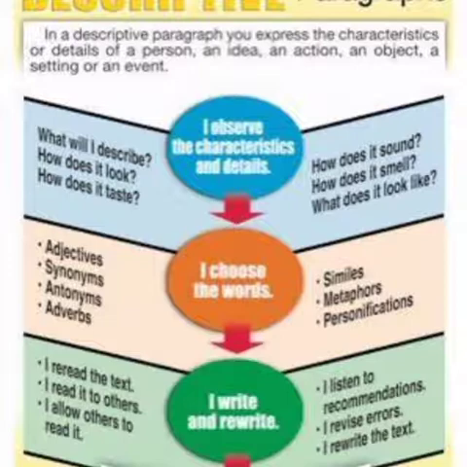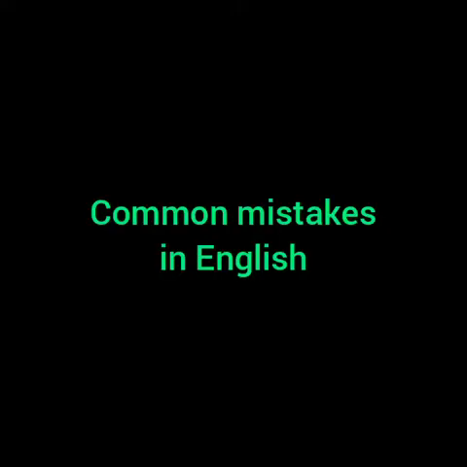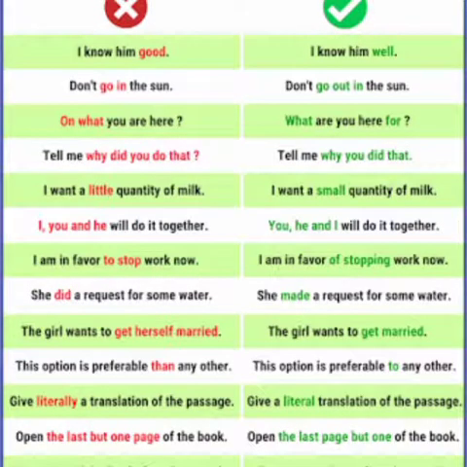And the last point, I write and rewrite. It means I reread the text, I read it to others, I allow others to read it, I listen to recommendations, I revise errors, and the last one, I rewrite the text. So students, please read these meanings carefully. By the term errors, it also means common mistakes in English. So let us look at these 14 examples, but I will be doing only 4. The rest you can read on your own.